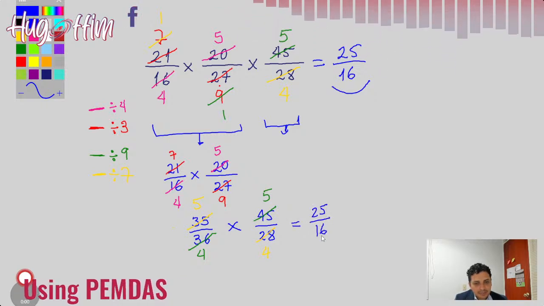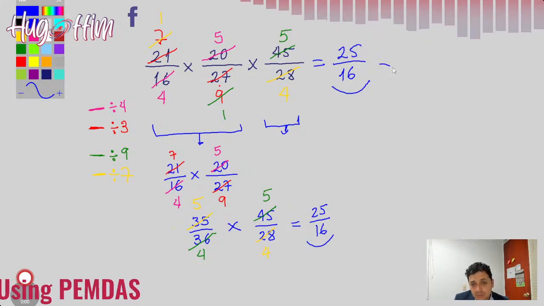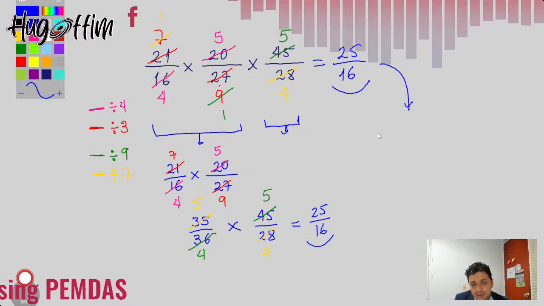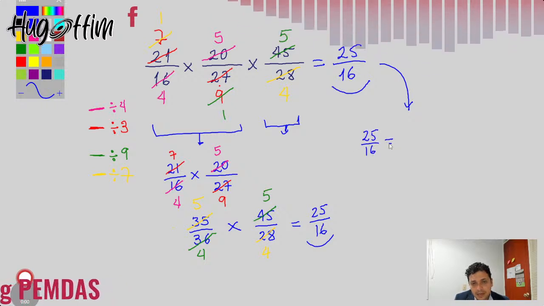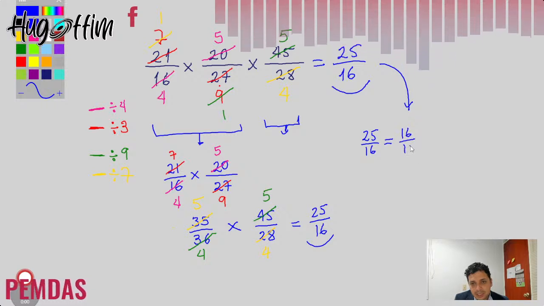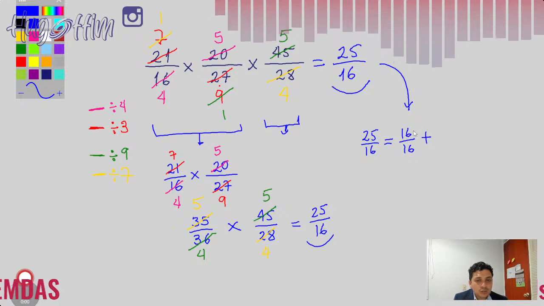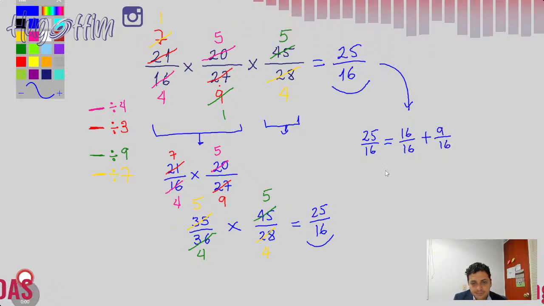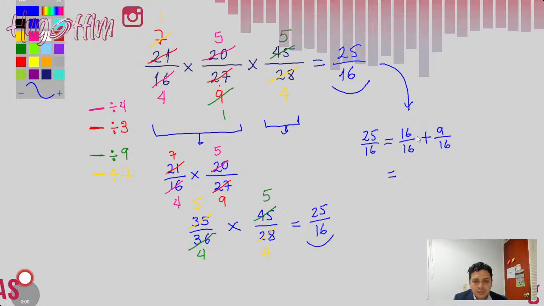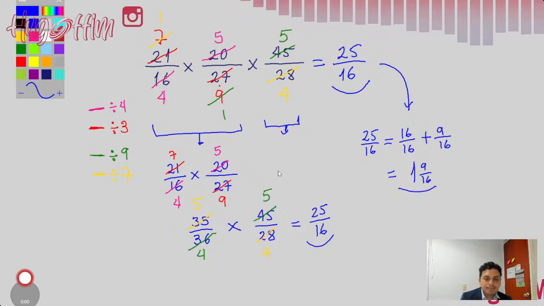The same. And if you want it as a mixed number, you can use the strategy of rewriting 25 over 16 as 16 over 16 plus how much is left from 16 to 25, that is going to be 9 over 16, and you're going to get 1 whole and 9 over 16. Okay?